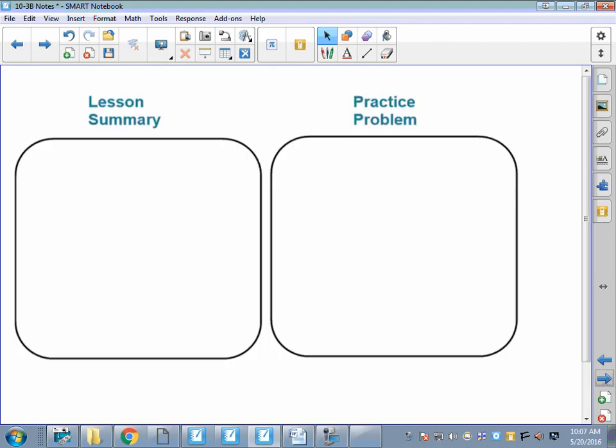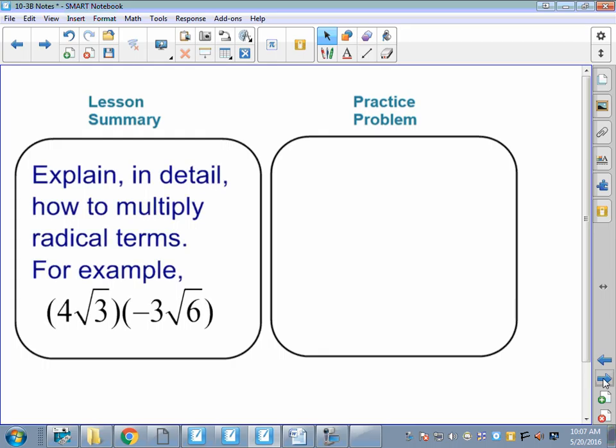So, question for you, explain in detail, in words, how to multiply radicals. So I gave you an example, 4 square roots of 3 and a negative 3 square roots of 6. Notice that's not a binomial. I just want to multiply, and this is really from section 10.2b. 4 square roots of 3 times a negative 3 square root of 6, what would you do? How do you multiply numbers that aren't under a radical? What do you do with radicands?